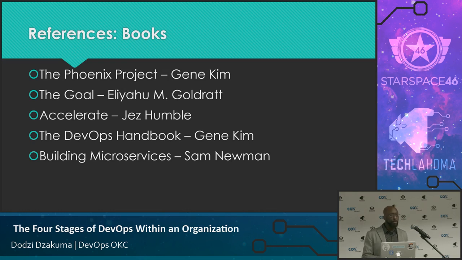The Goal is another one. Once again, it's a storybook. The Phoenix Project references The Goal at least four times in the book. One of the main characters says, "Have you read the book, The Goal?" It's a really good book. And the rest of the books, Accelerate, The DevOps Handbook and Building Microservices, are more technical, but they are very, very good places to start.